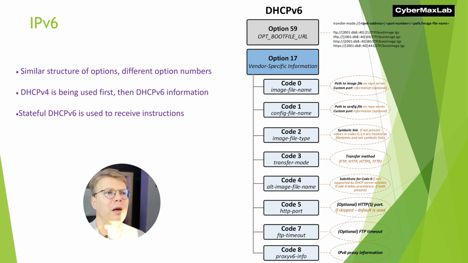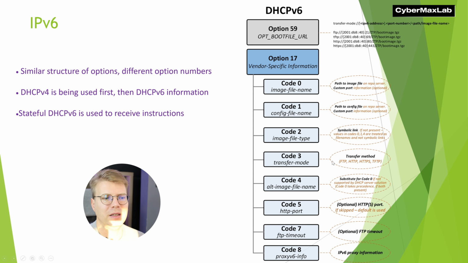IPv6 ZTP has a similar structure to the options. However, the number of the options is different. So instead of option 150, IPv6 is using option 59, and it requires an IPv6 address, like in the example. However, it does not support FQDN as well. Option 17 is used instead of option 43 for vendor-specific information.